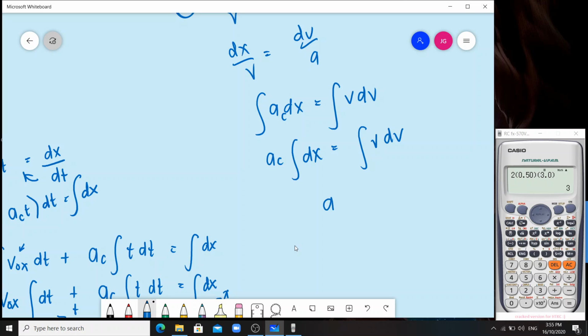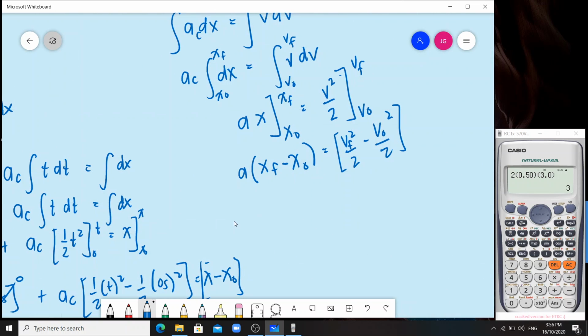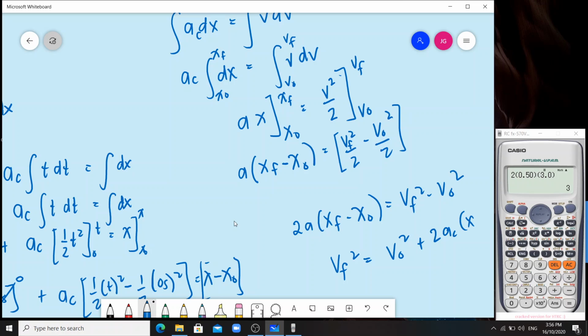So, pag integrate natin itong side na to, this is a dx. Ito ay from x0 to x final. Okay? Then ito ay from v0 to v final. So, a x evaluated from x0 to x final equals v squared over 2. Tama ba? Evaluated from v0 to v final. So, meron tayo ditong a(xf minus x0), final minus initial, is equal to vf squared over 2 minus v0 squared over 2, final minus initial. Okay? To simplify further, iakyat natin si 2 sa taas. 2a(xf minus x0) ito magiging vf squared minus v0 squared. Ayusin lang natin: vf squared is equal to v0 squared plus 2a_c(xf minus x0).